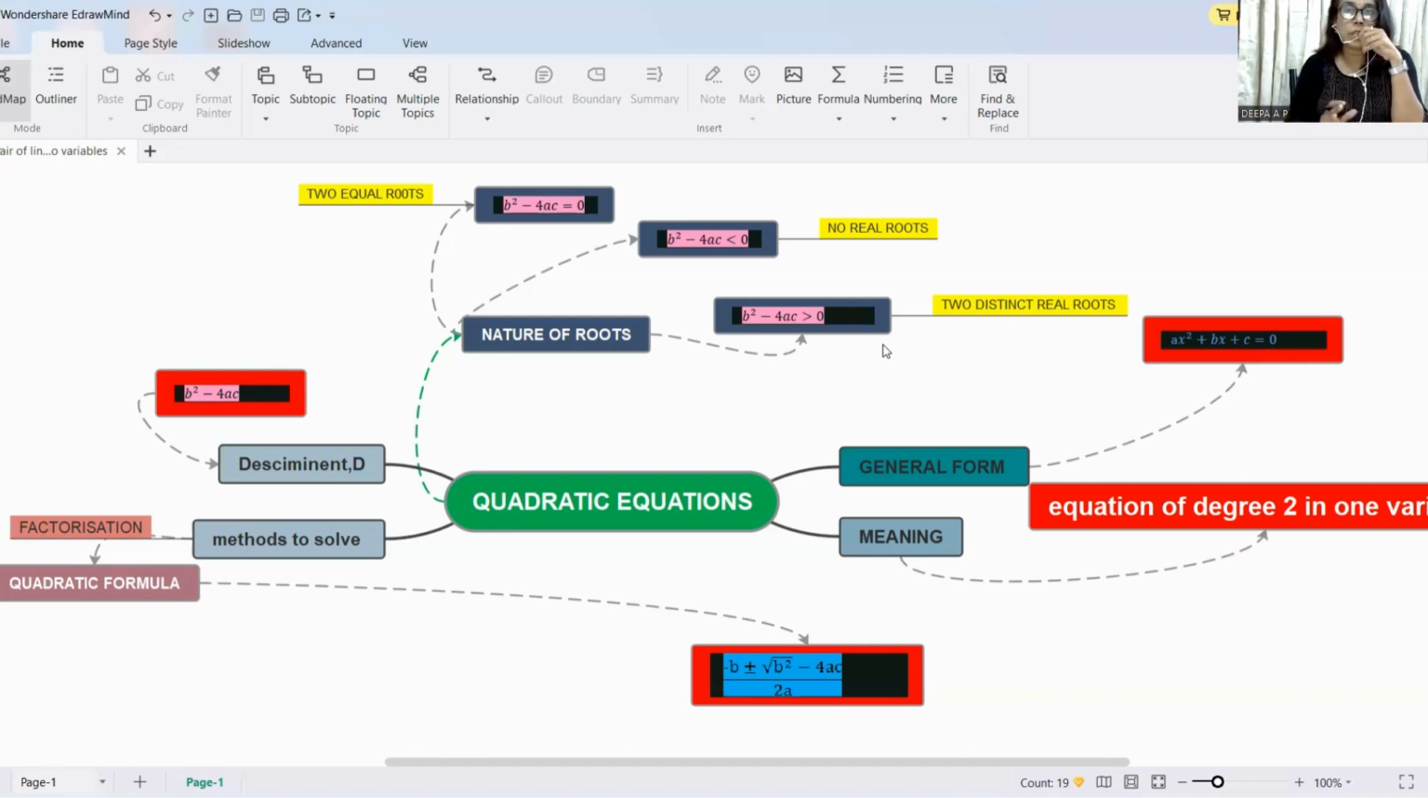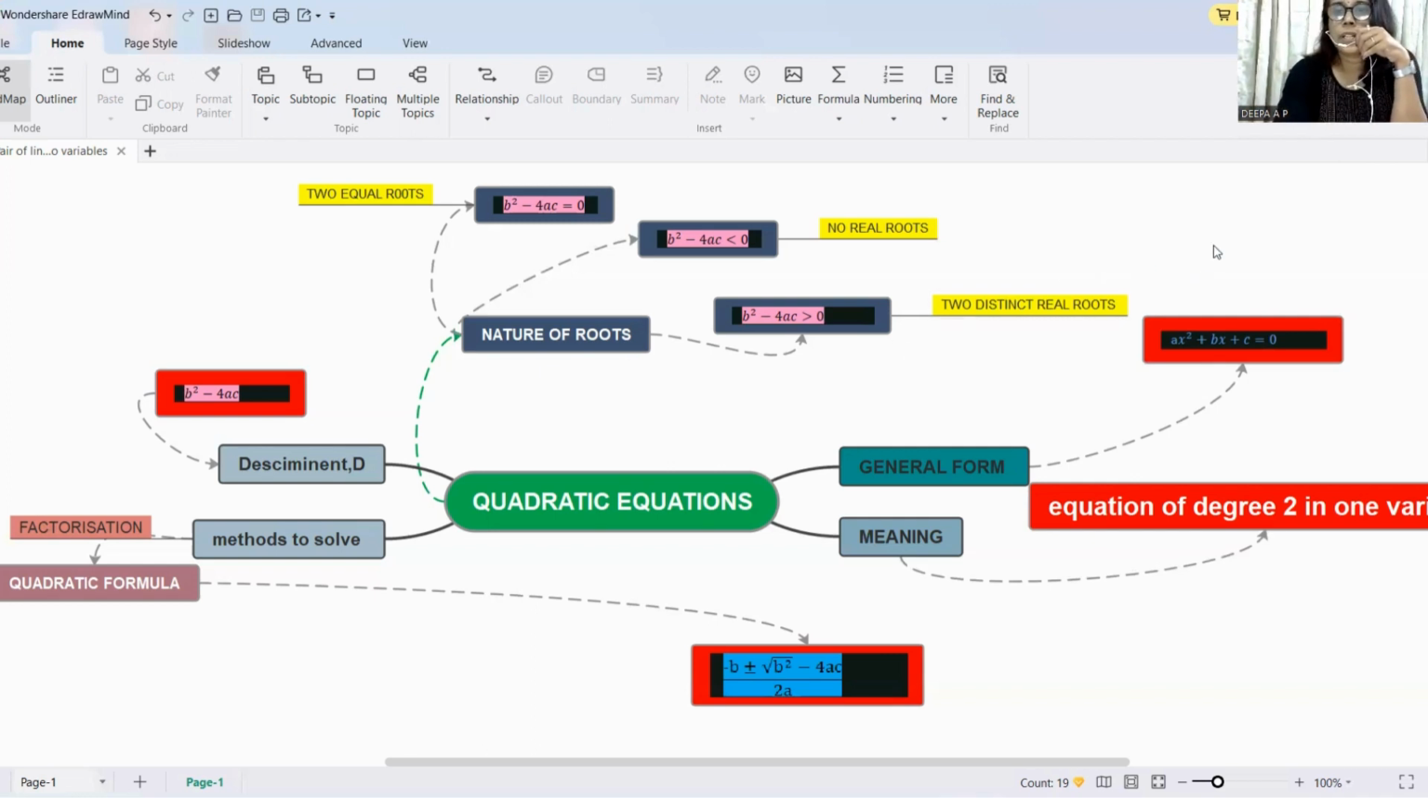Okay, no real roots means we cannot find any real root. That you will learn from 11th standard. Okay, in 11th standard, you have to learn about the complex numbers. Then you will learn more. Now you have to learn only this much. No real roots. Roots are actually imaginary, right? So this is known as the nature of roots. Okay, I hope all of you understood this, right?